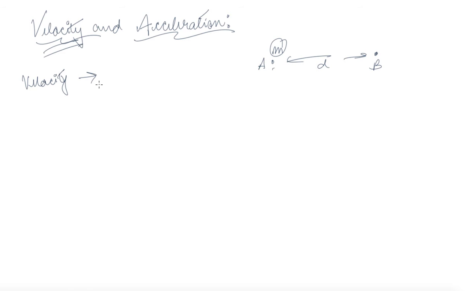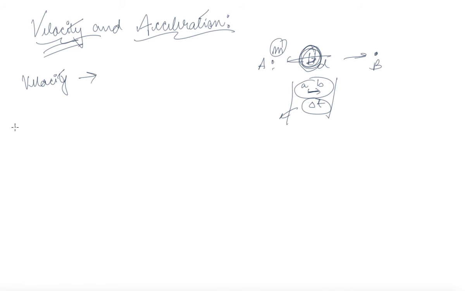Velocity will be given as, say suppose velocity at this particular point, then the distance that has been covered from a point small a to small b upon the time taken, that is del t, upon del t, this will give you velocity. That is the distance traveled at that particular point for a small time interval. This will give you velocity.